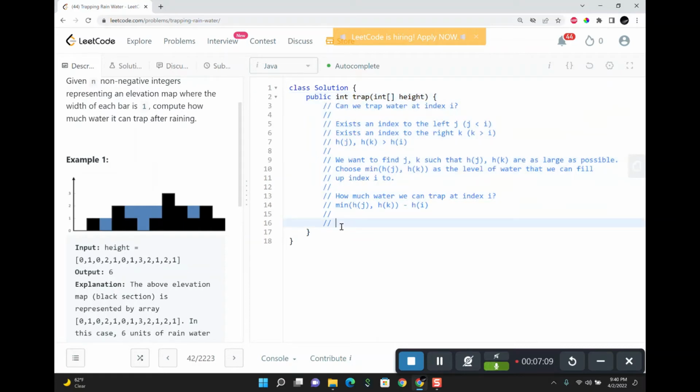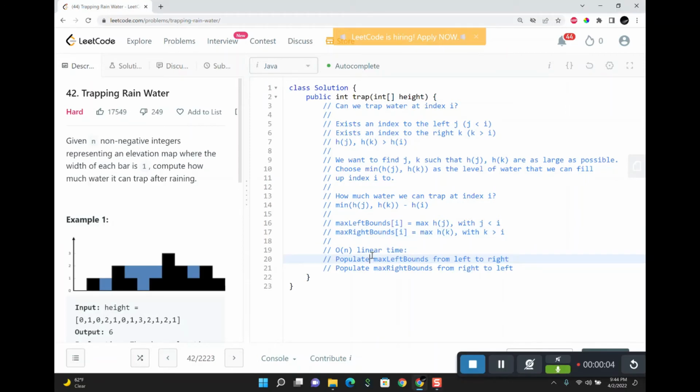All right, now that we have the algorithm done, let's talk about the data structure that we're going to be using. To store the max left bounds, we're going to be using an array. Max left bounds at index I is going to be the max h of j, with j less than I. Similarly, max right bounds at index I is going to be the max h of k, with k greater than I.